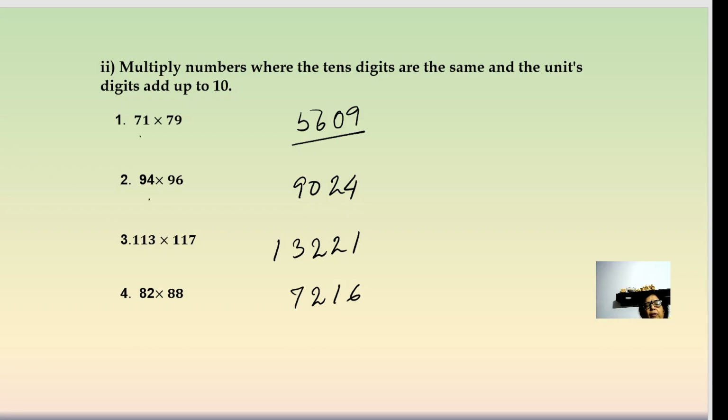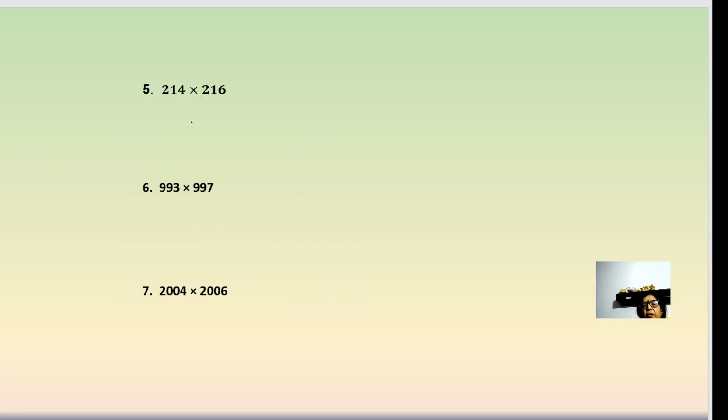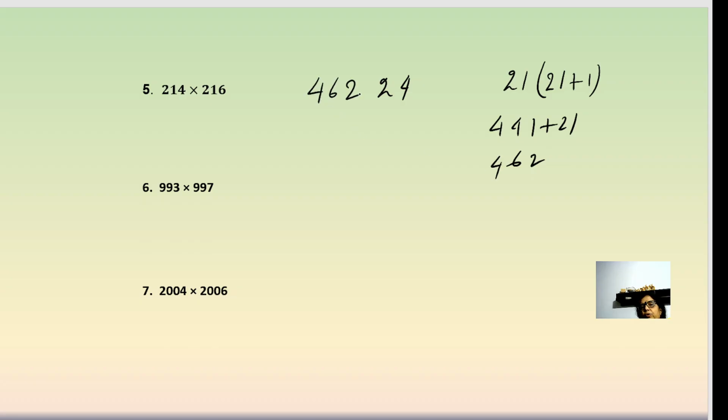7216. Now we have some bigger numbers, 214 into 216. So this gives you 6 into 4, that is 24. And 21 into 22. Of course, 21 into 22 can also be done very easily. But again, I am showing 22 can be written as 21 plus 1. So this gives you 441 plus 21. So if you add up, you get here 462. So you get here 46224. That is your final answer.